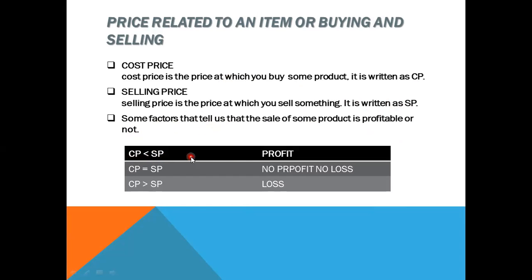CP is lesser than SP means profit. That means if the cost price is lesser than the selling price, then we can say it is profit. CP equals SP, there is no profit and no loss. For loss, the cost price should be greater than the selling price. Then that is called loss.